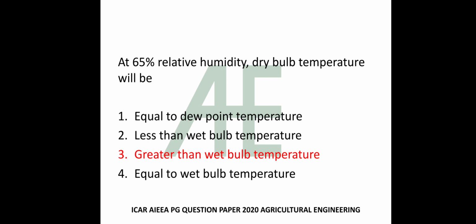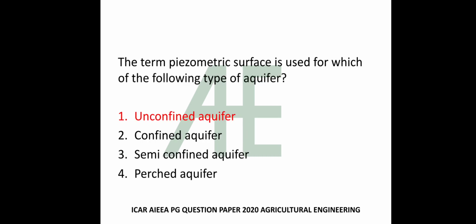At 65% relative humidity, dry bulb temperature will be: equal to dew point temperature, less than wet bulb temperature, greater than wet bulb temperature, equal to wet bulb temperature. The answer is greater than wet bulb temperature. The term piezometric surface is used for which of the following types of aquifer? Unconfined aquifer, confined aquifer, semi-confined aquifer, perched aquifer. The answer is unconfined aquifer.